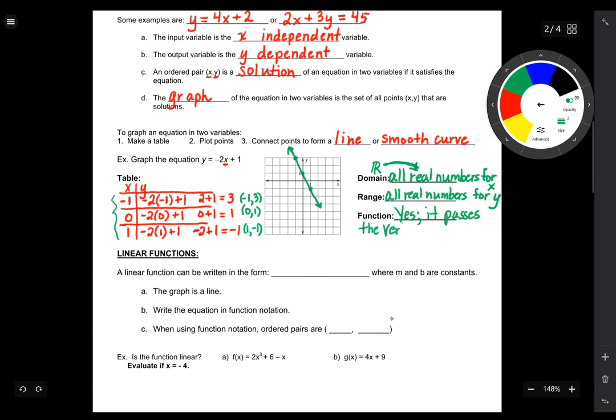Only use the vertical line test as a reason if you have a graph. If you don't have a graph, you would want to use: each input has exactly one output. And if you look here, -1 only has one output, it's 3. 0 only has one output, and 1 has only one output.